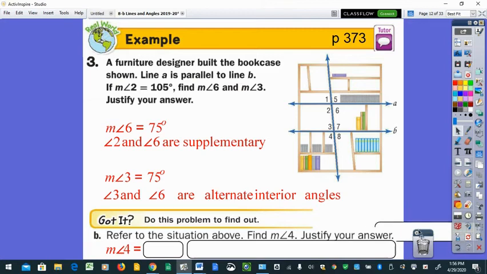Okay, I'm going to ask you to pause the video right now and see if you can do the got it. It's looking at the same bookcase and it wants to know what will the measure of angle 4 be.